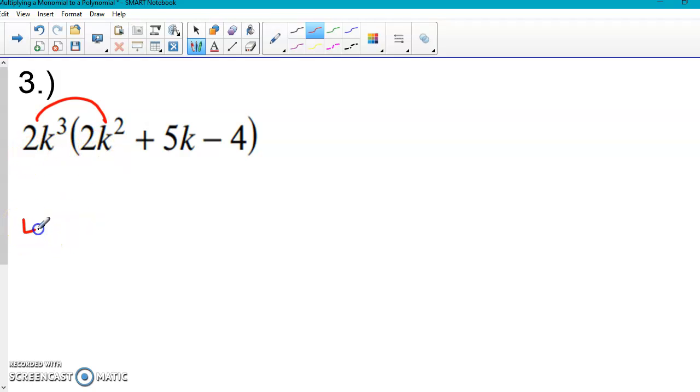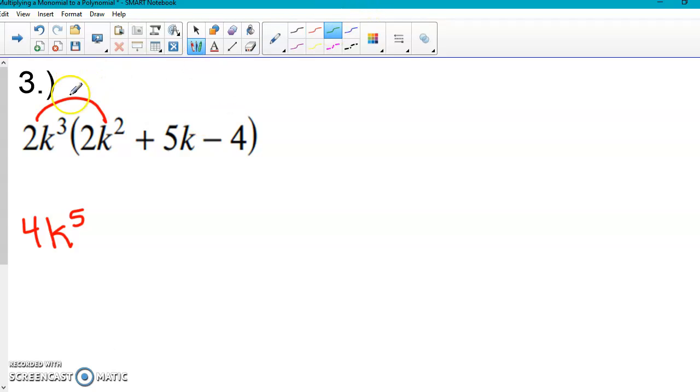2 times 2 is 4. And then k cubed times k squared gets me k to the 5th. This is what we were learning right before we were getting out, is multiplying when we had exponents. When you multiply the same base, you add their exponents. That's why the k cubed times k squared become k to the 5th.